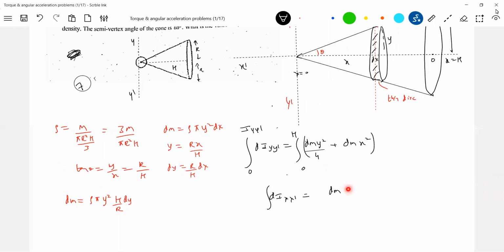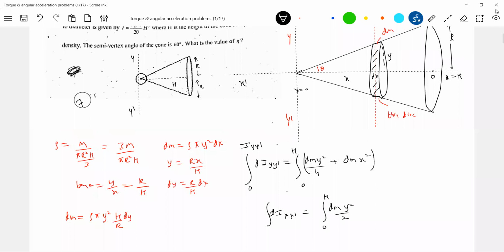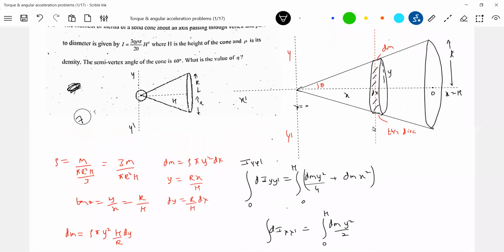This should be equal to how much? dm y square by 2. Now what should be the limit again? 0 to h. Are you able to understand? I am just trying to wind up both ideas in one problem. This is about the axis of the cone. You should be very good at this math-based problem. No concept, nothing is there. Just apply the mathematics in a systematic way.